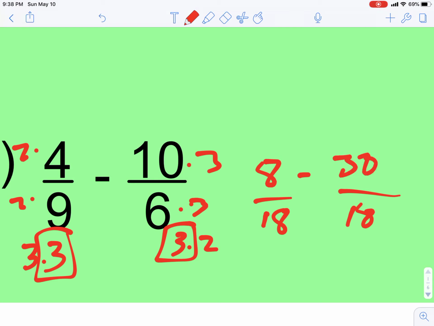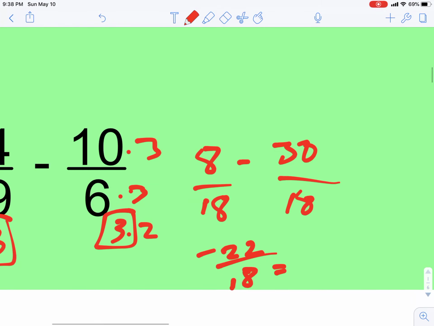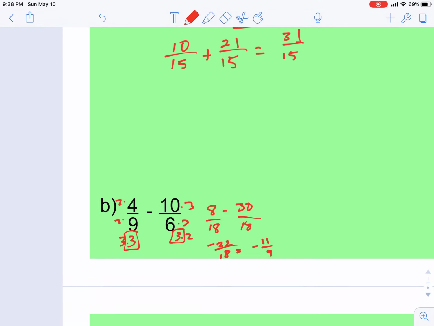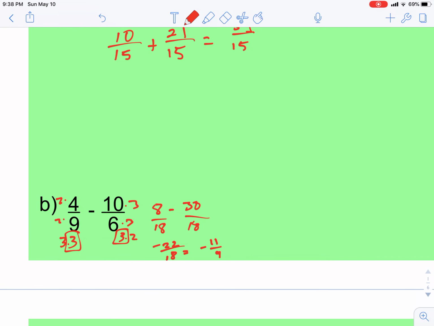So once you have that common denominator, 8 minus 30 is negative 22 over 18. Divide 2 out of each of those, and you get negative 11 over 9. All right, so that's what we're looking for here.